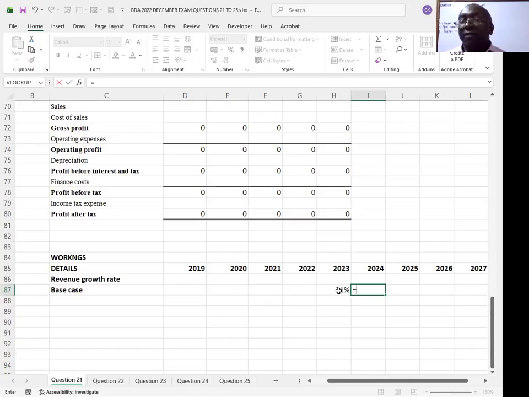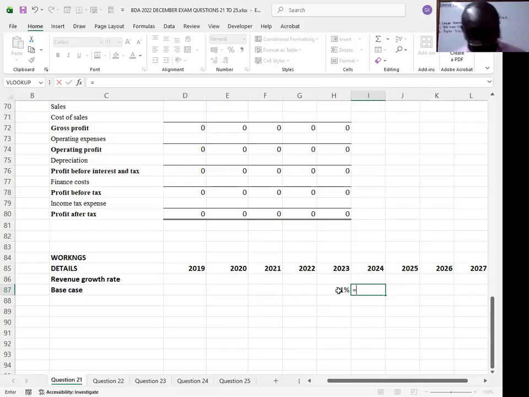Now here, there is a function we came across when we were looking at the basics or the functions of Excel, a function we called max. That's the one that we are going to use.